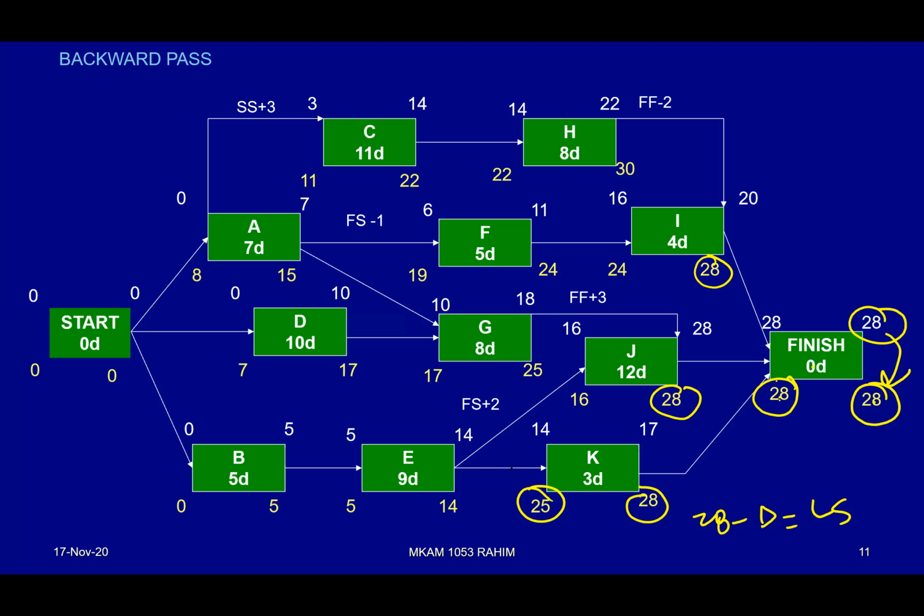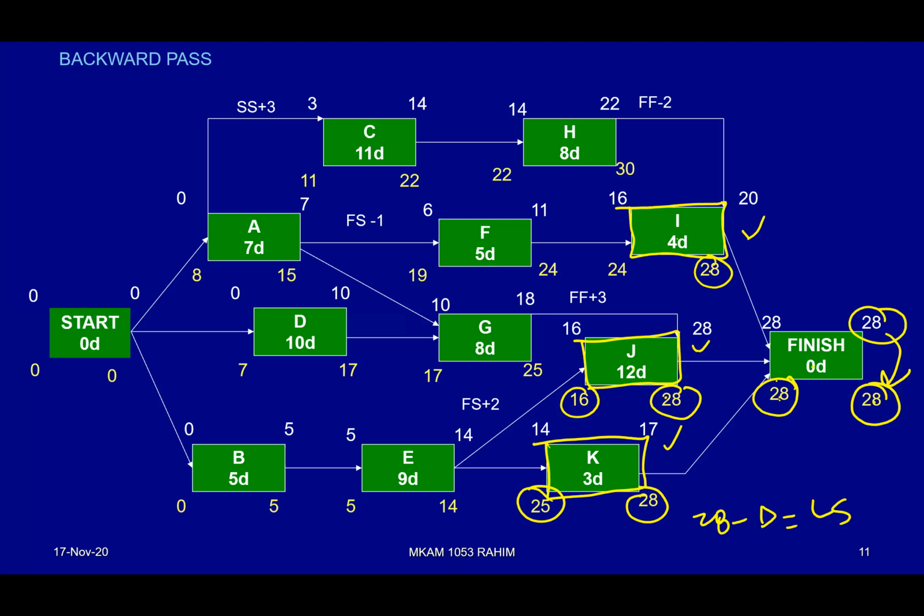So now we already completed the calculation inside the box. How about J? 28 minus 12 equivalent to 16. J is complete. J, K is complete. How about I? Everything inside the box. 28 minus 4 equivalent to 24. Now J, K, I is complete. Now, let's focus on H.